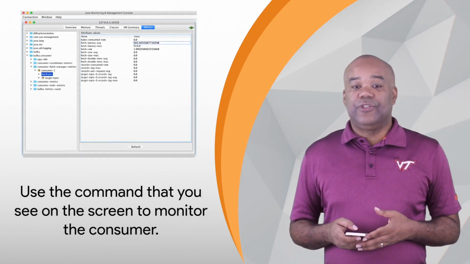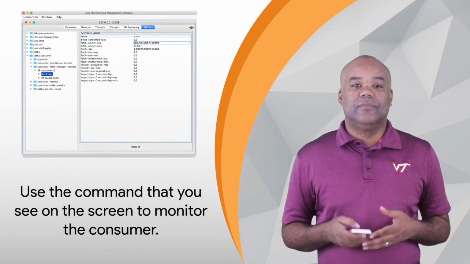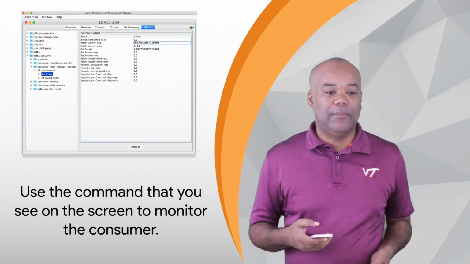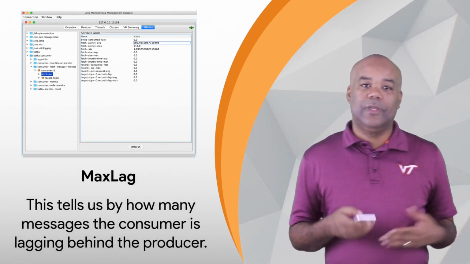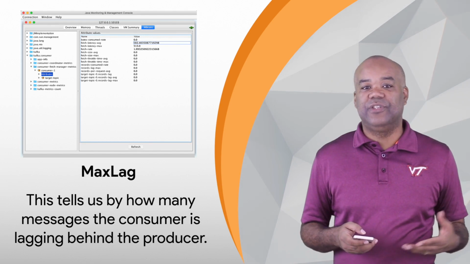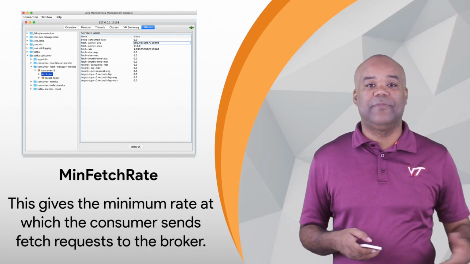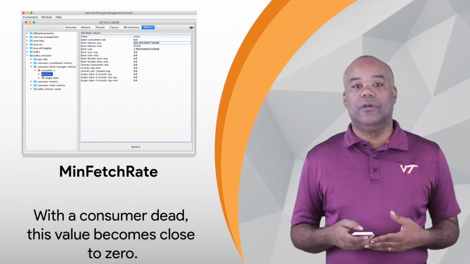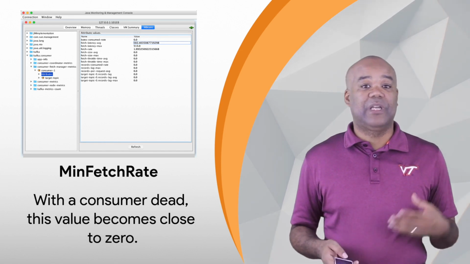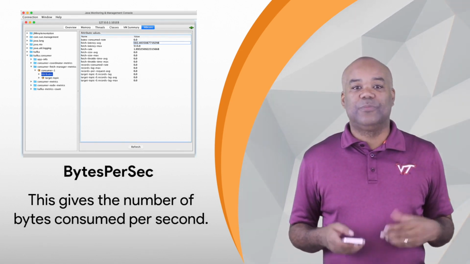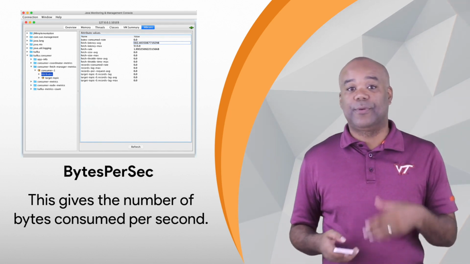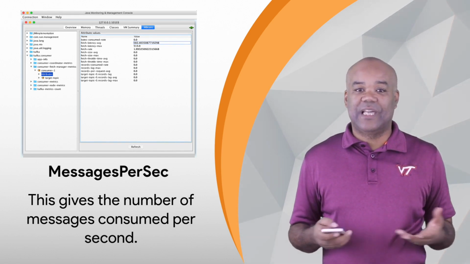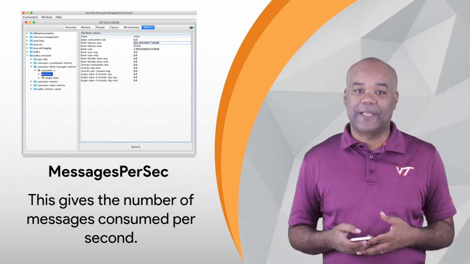I want you to use the command that you see on your screen to monitor the consumer. This is just a consumer, but we can monitor any and all consumers. Max lag is going to tell us by how many messages the consumer is lagging behind the producer. Minimum fetch rate gives the minimum rate at which the consumer sends the fetch request to the broker. With the consumer dead, this value becomes close to 0. There's bytes per second, which is the number of bytes consumed per second. There's messages per second, which is obviously the number of messages consumed per second.